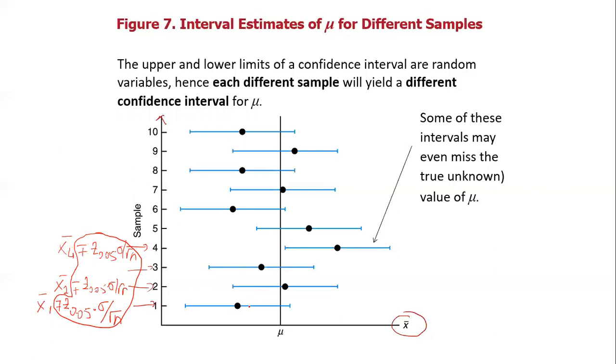Now let's check here. What do you think about this? This is x1 bar. How about this? This is x2 bar. This is x3 bar. This is x4 bar. This is x5, this is x6, and so on and so forth.